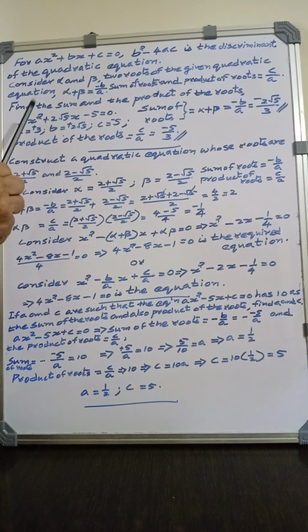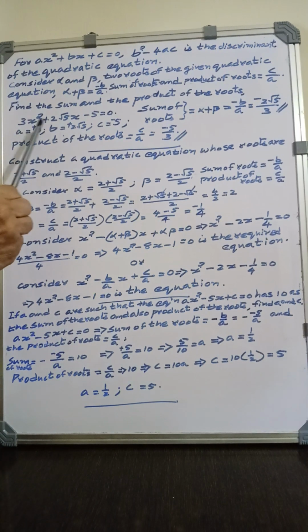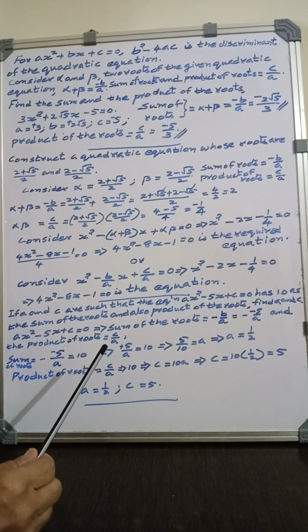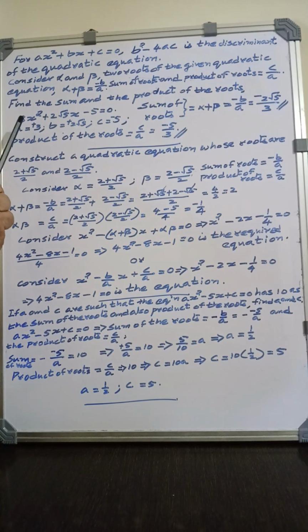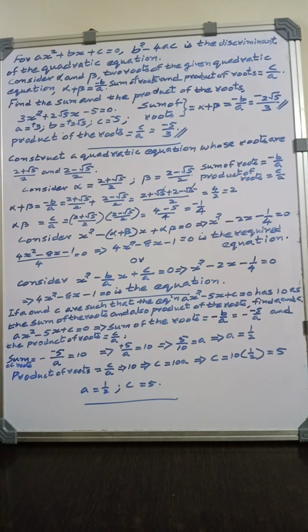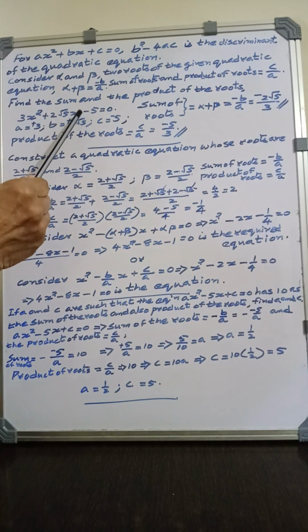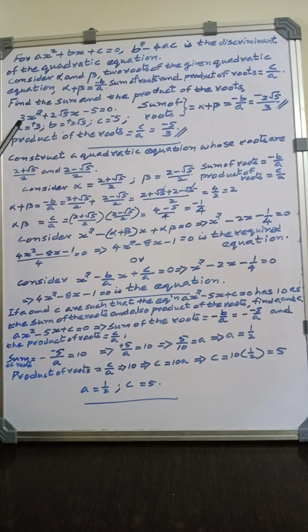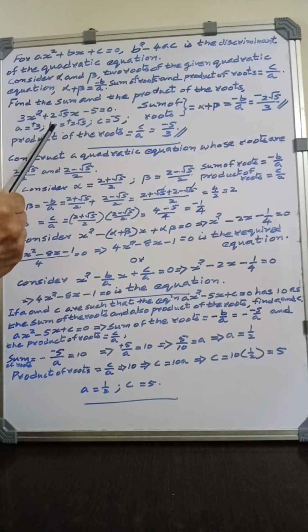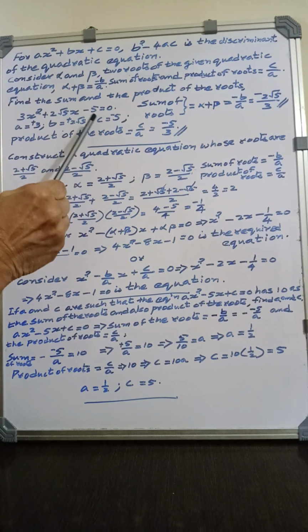Here is a question: find the sum and the product of the roots of 3x² + 2√5x − 5 = 0. Comparing with ax² + bx + c = 0, in the place of a it is +3, in the place of b there is +2√5, and in the place of c there is −5.